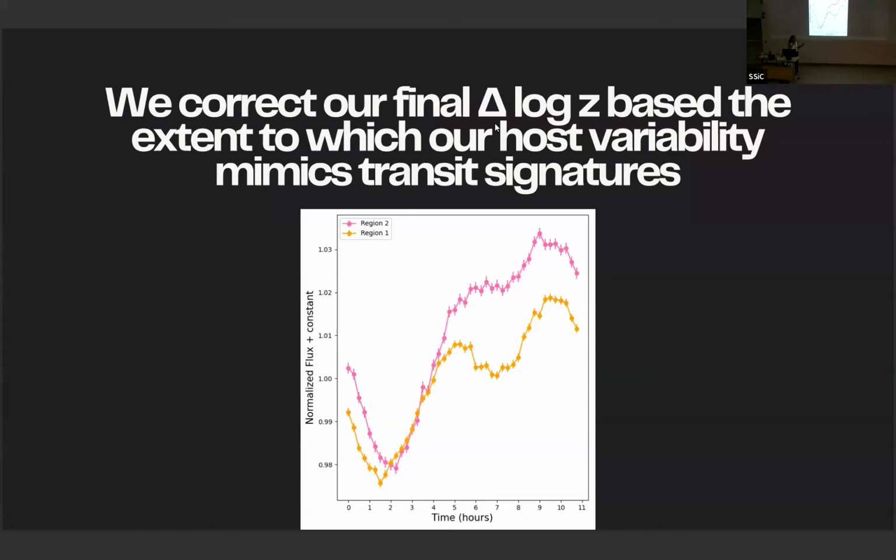So just a note here, like I said, there's lots of bumps and wiggles in this light curve. There could be features of the host variability that look like exomoon transits. And so we do a correction to make sure that we are correcting for the extent to which the host variability is looking like transits. I'm not going to go into the details here, but happy to talk about that in the future.